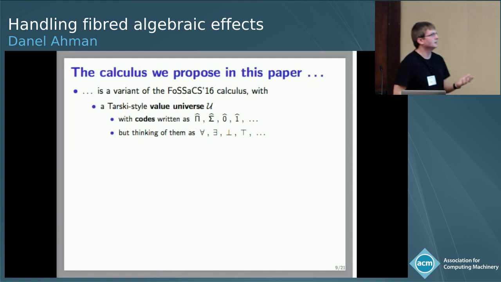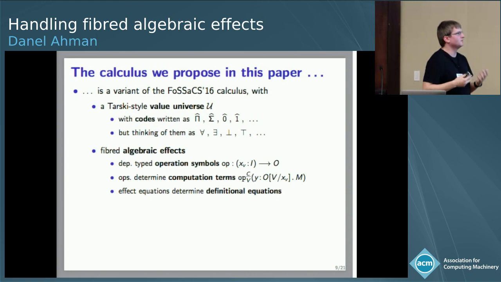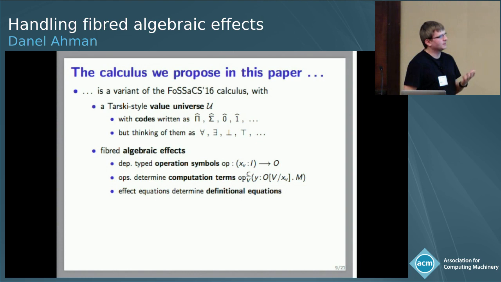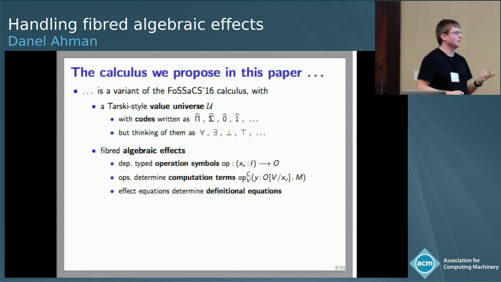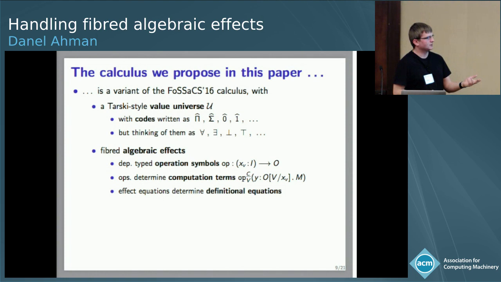It's going to be also extended with this notion of fibred algebraic effects, which is a natural dependent type version of algebraic effects, where the operation symbols are now dependent typed, in the sense that the type of output values can depend on the type of input values. So an example is that if you think of the get operation for state, then the values that you store in the state can actually, their types can depend on the particular locations. So this allows you to do that. The language and then the computation terms get extended with the corresponding operations, and the equations between the effect terms that are given in the theory will be translated into definitional equations in the equational theory of the language. So they're imposed at the level of definitional equations or judgmental equations, depending on what notation you use.